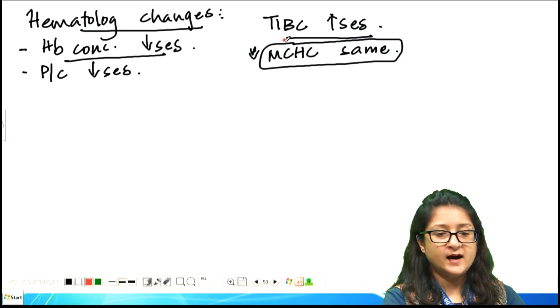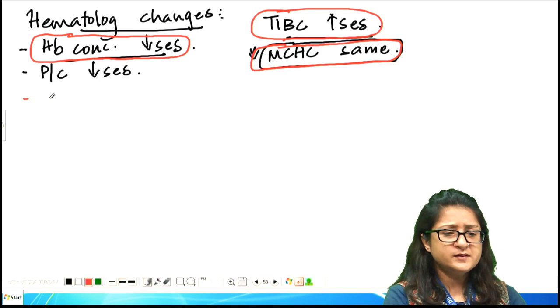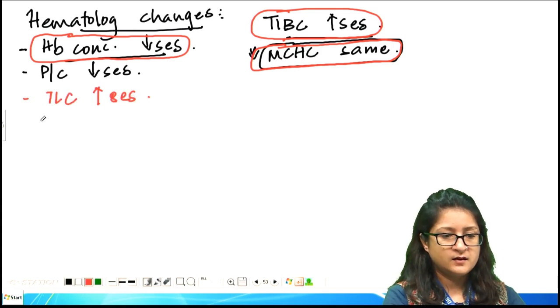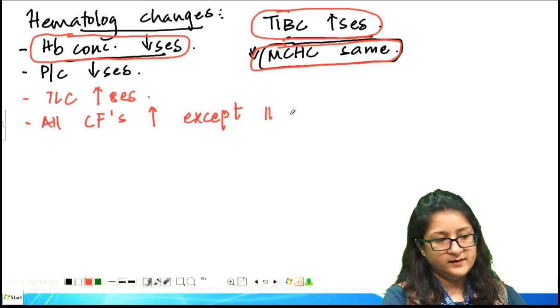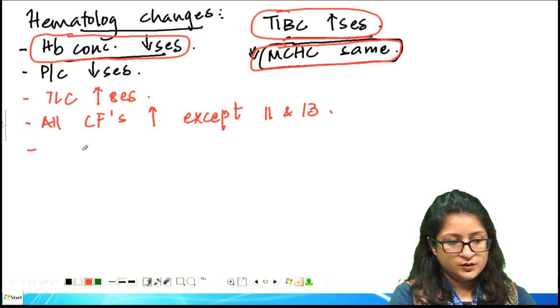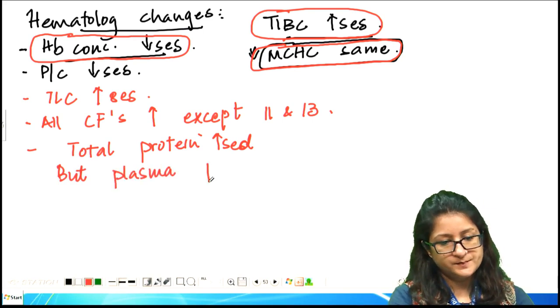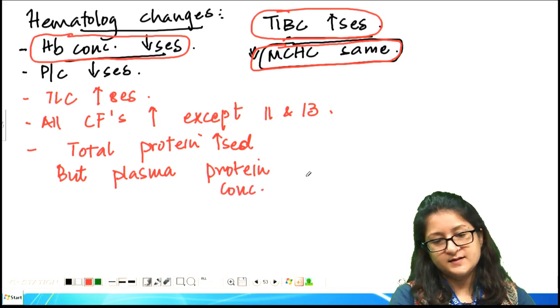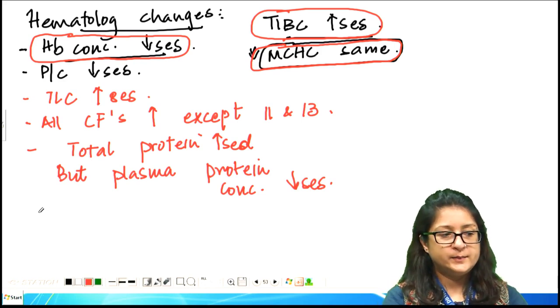This is an important point. The other features are like that of physiological anemia, where the Hb concentration is decreasing and the TIBC is increasing. All right. Another important point is that the TLC increases. All clotting factors increase except factor 11 and 13. Total proteins increase, but the plasma protein concentration decreases because of hemodilution. Okay, so these are the important points that you have to remember about the hematological changes.